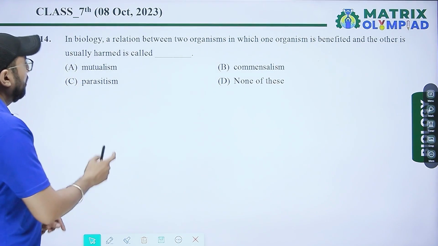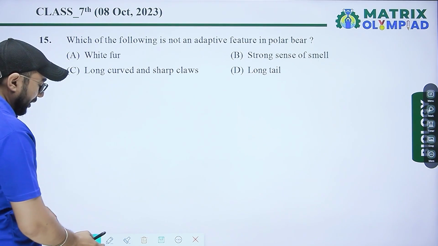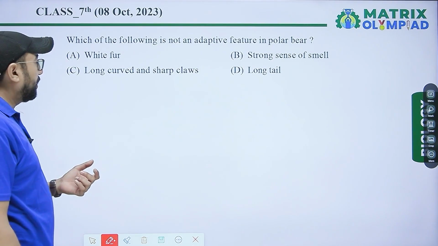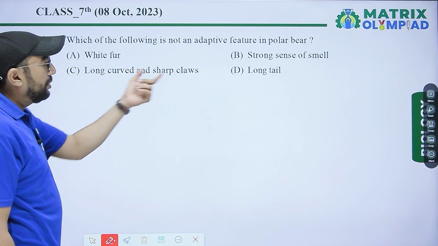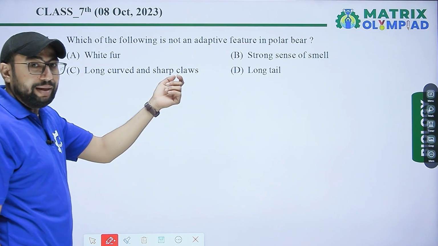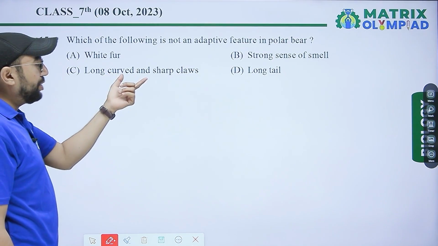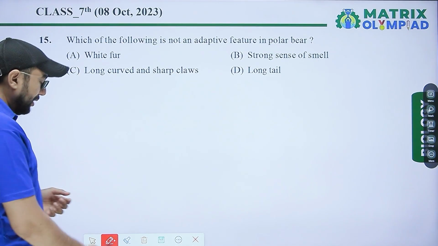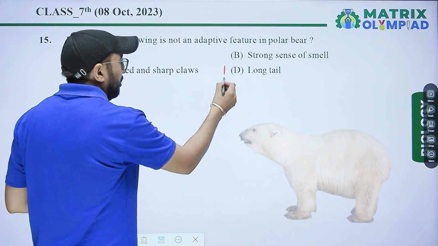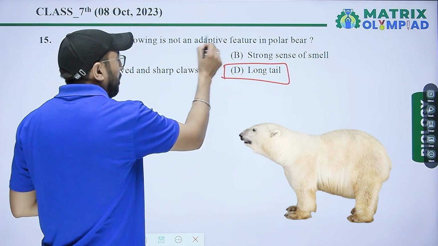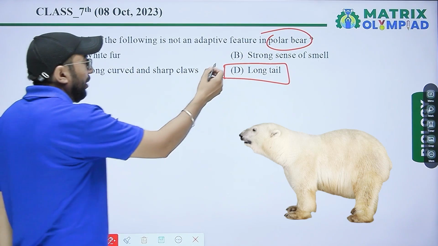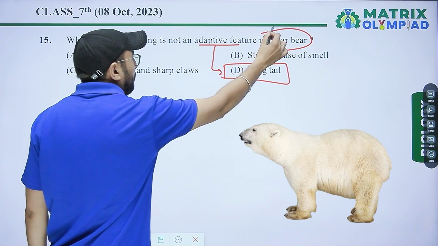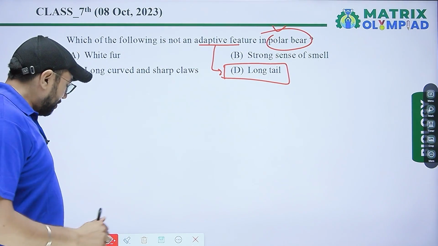Next, which of the following is not an adaptive feature in polar bear? Option 1, white fur. Second, strong sense of smell. Third, long curved and sharp claw. And last one is long tail. Our right answer is long tail, because polar bear does not have a long tail. So this adaptive feature is not related to polar bear. Next question.